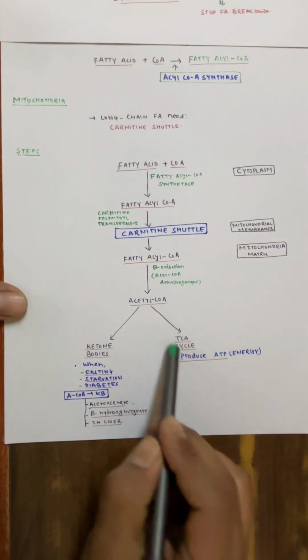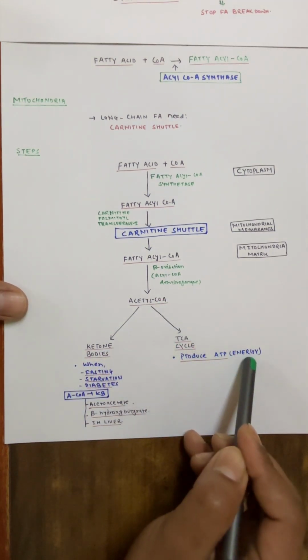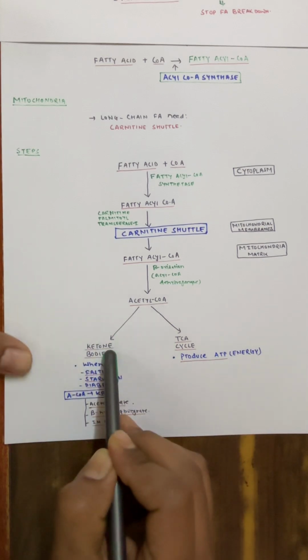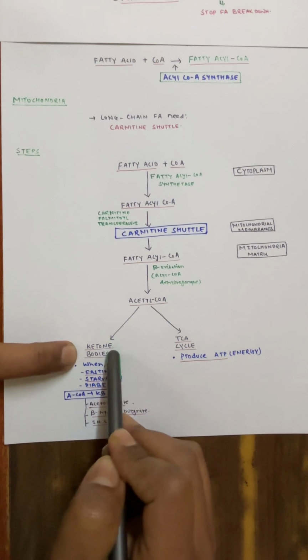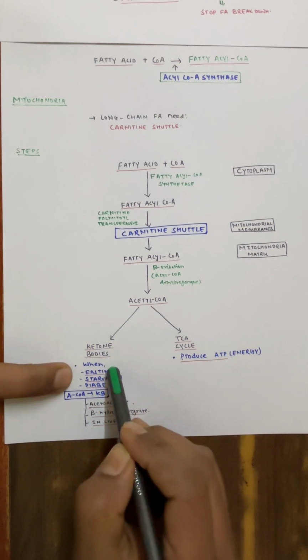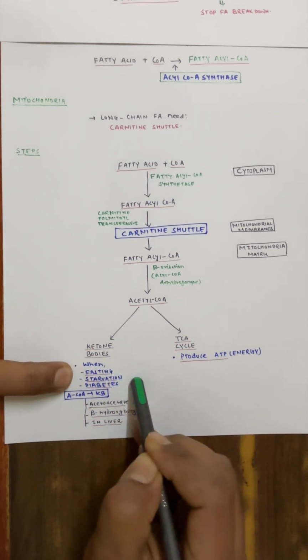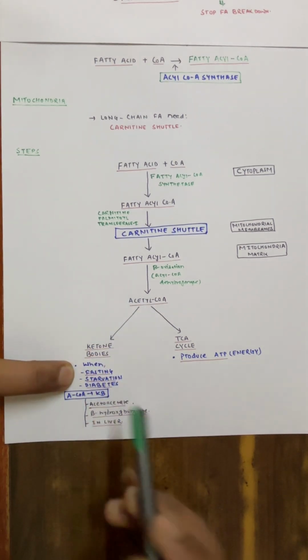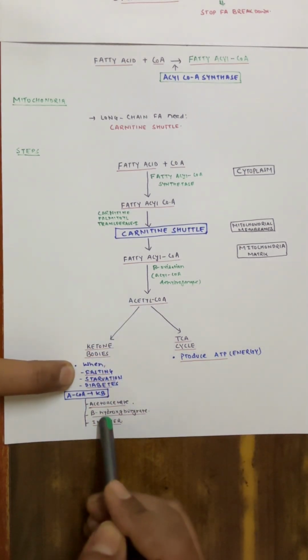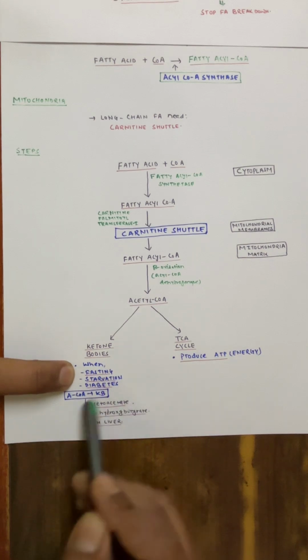Now see, when acetyl coenzyme A is formed, it has two paths. One is it will go to the TCA cycle and produce ATP and energy, and the second one is to make ketone bodies. Ketone bodies form when the person is in a fasting, starvation, or diabetic state. So this acetyl coenzyme A is making ketone bodies. Which ketone bodies? We know acetoacetate and beta hydroxybutyrate, in the liver.